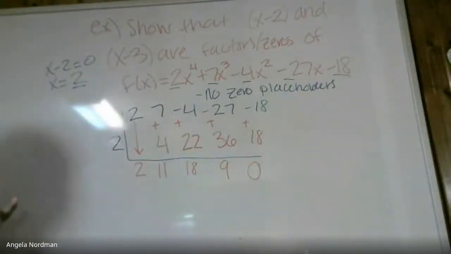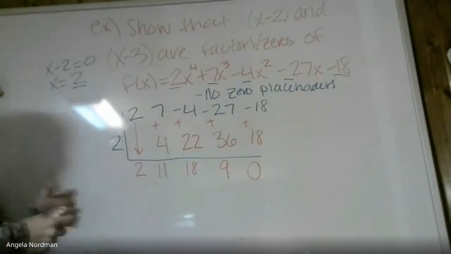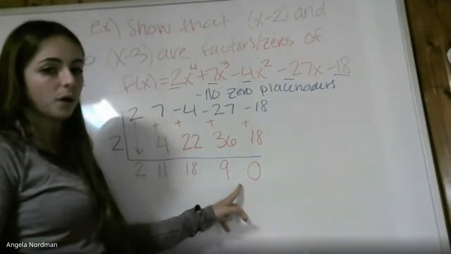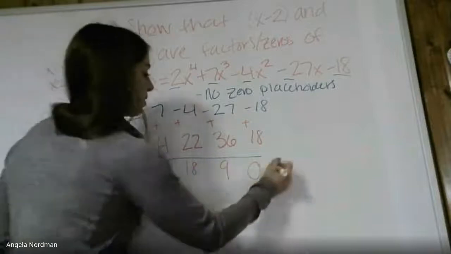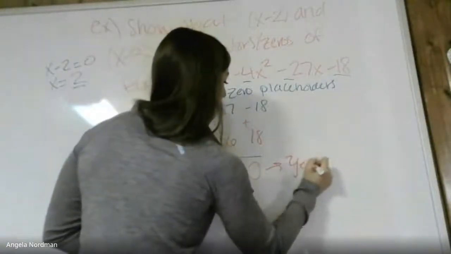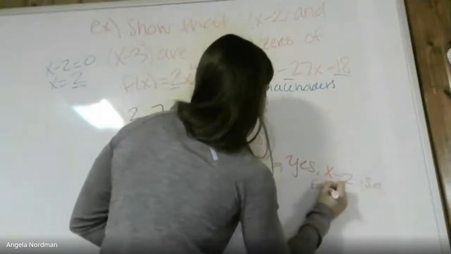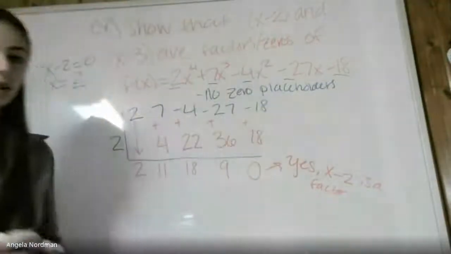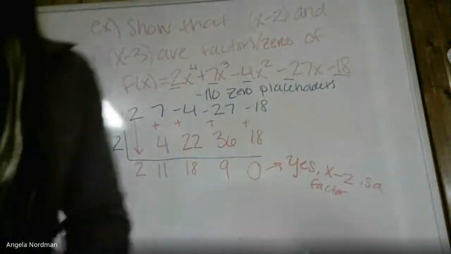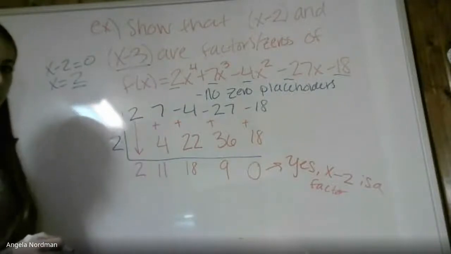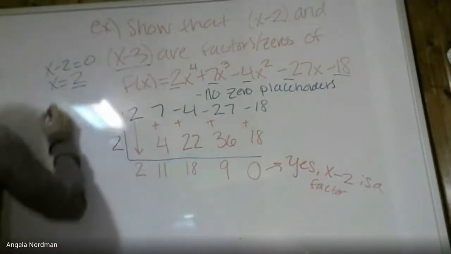The remainder theorem or factoring theorem, whatever we want to talk about, states that if something is a factor, the remainder would be 0 after going through synthetic division. My remainder is 0. So yes, x minus 2 is a factor. But I'm not done. I also wanted to know, was x minus 3 a factor as well? Let me figure out what that would be.